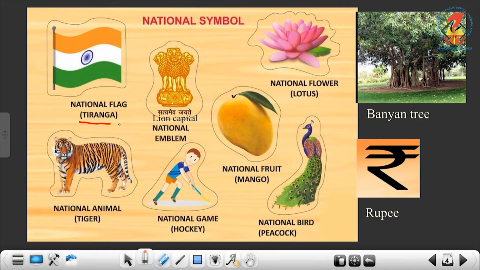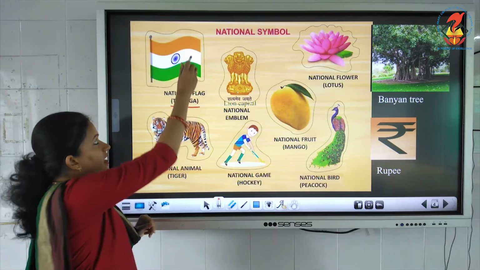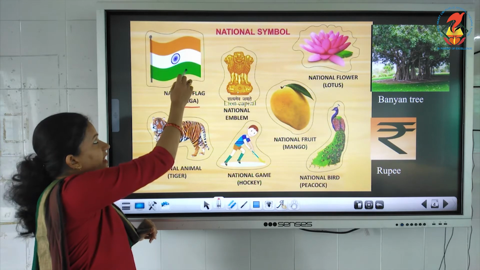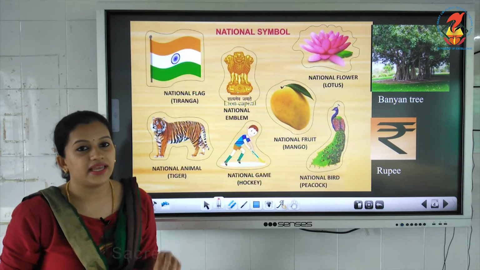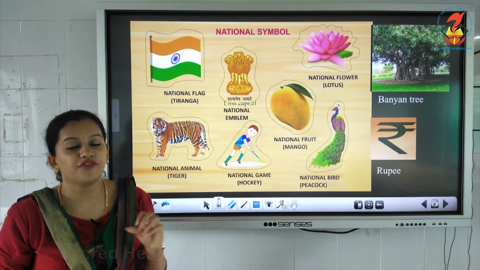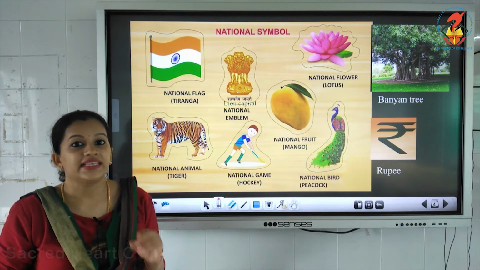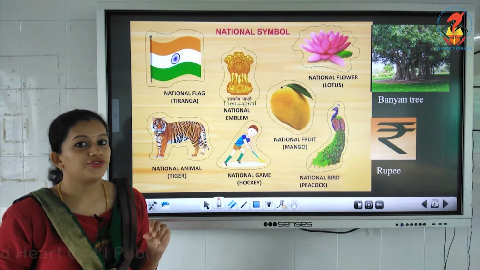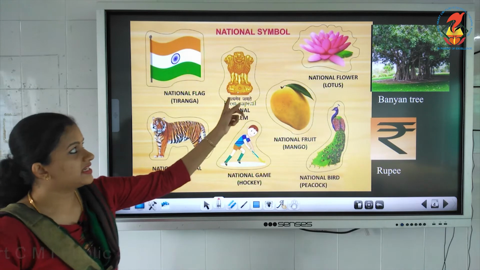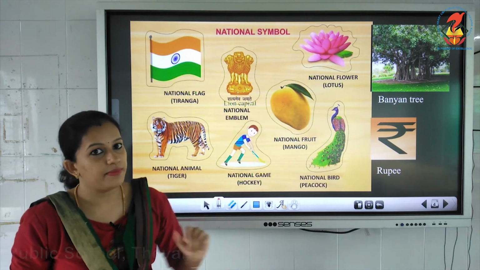And it is also known as the Tiranga or the tricolor. That means there are three main colors in our national flag. The main colors are saffron, white and green. These are the three main colors. So because of that it is known as the Tiranga, or the tricolor. The next is the national emblem.